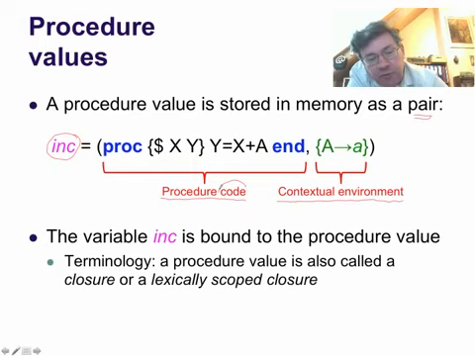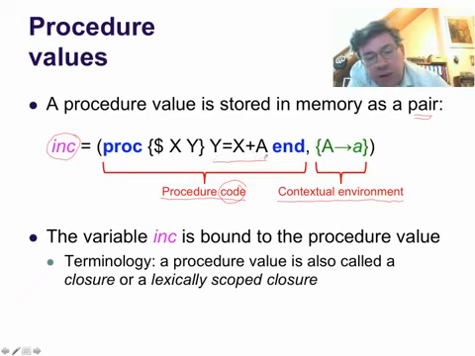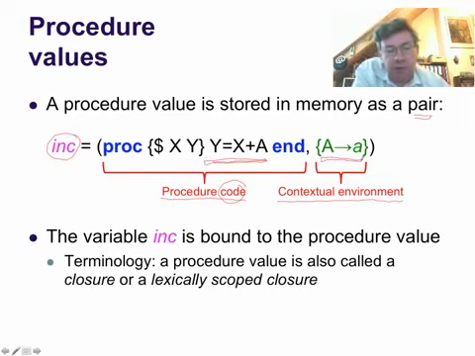The code of the procedure, notice I write this code in the source form, but in the actual system, this will be some kind of a compiled, more efficient code. But in semantics, we don't need to know this. We can represent the procedure value as just the source form together with its contextual environment. A procedure value, therefore, is this pair stored in memory bound to the variable which is referred to by the identifier, which is the name of the procedure.